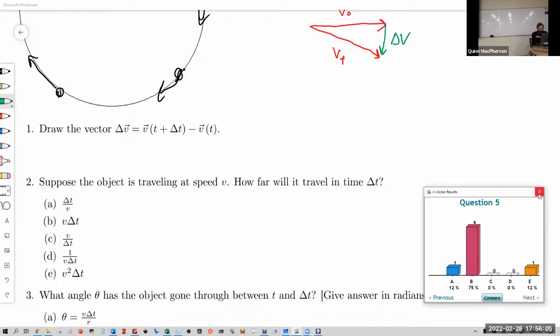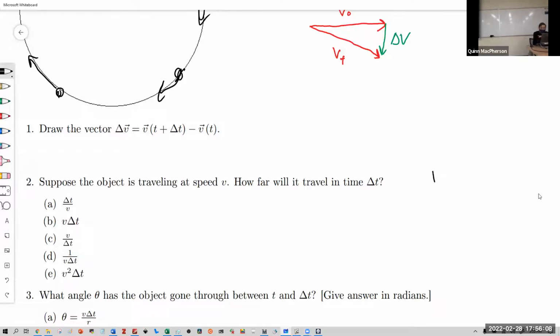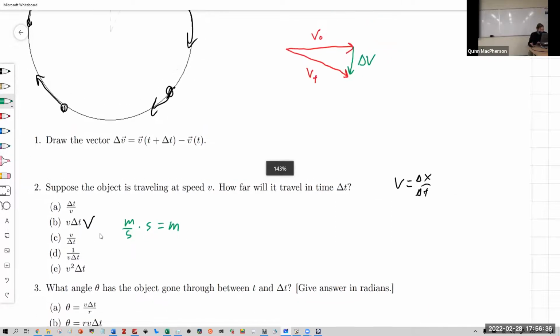Okay, so it looks like B was fairly popular. Velocity is distance over time, delta x over delta t. So distance is velocity times time, so velocity times delta t. You can also check the units: meters per second times seconds gives you meters. So distance is our velocity times our time. So that's the distance around.